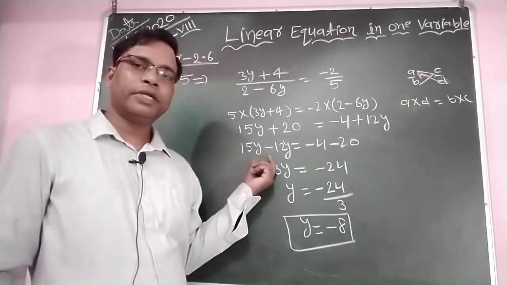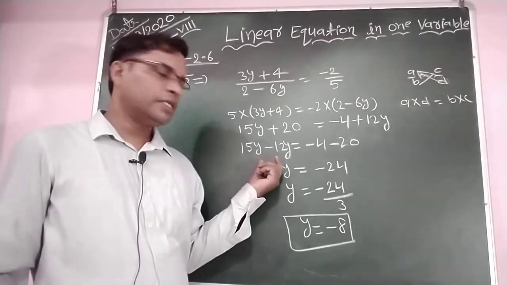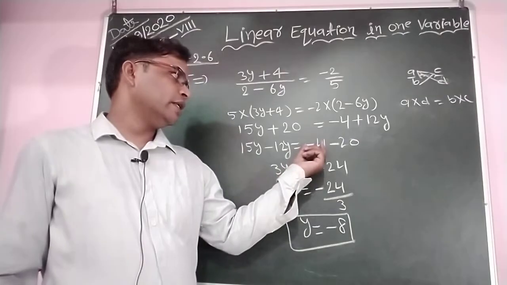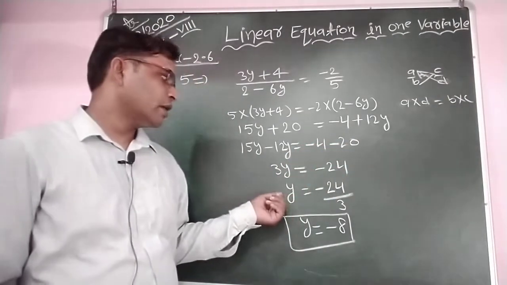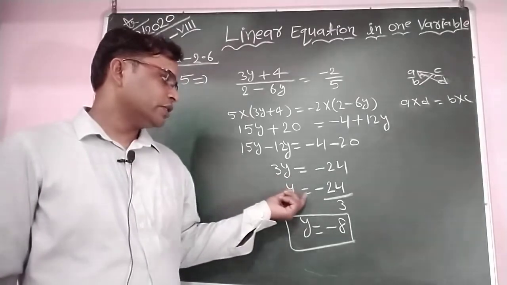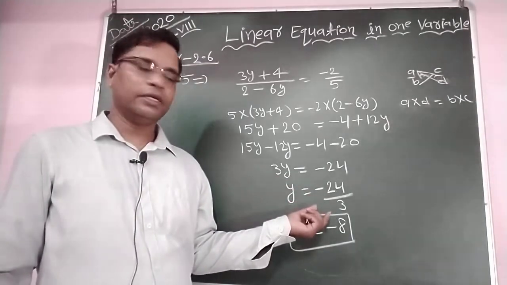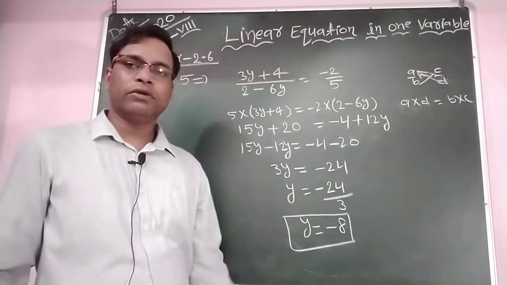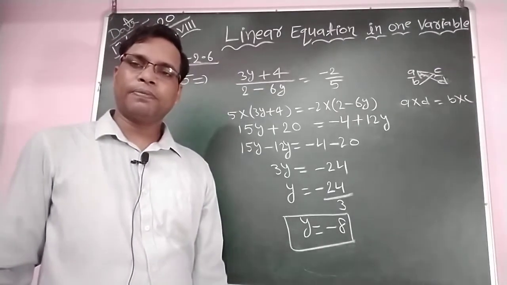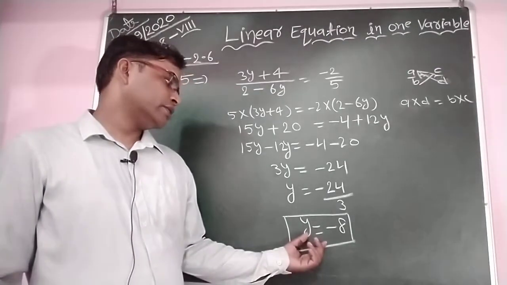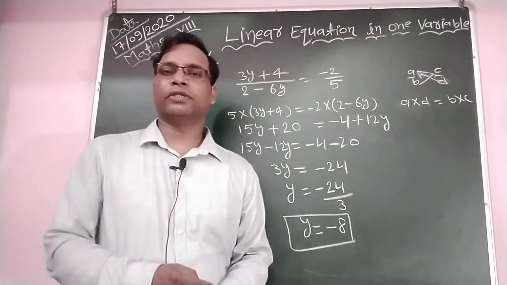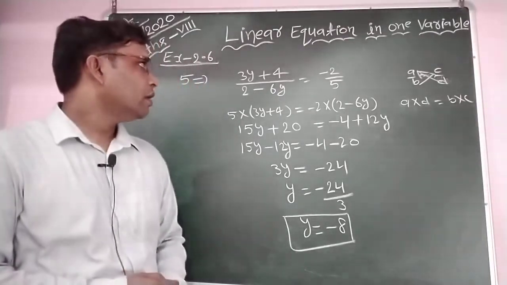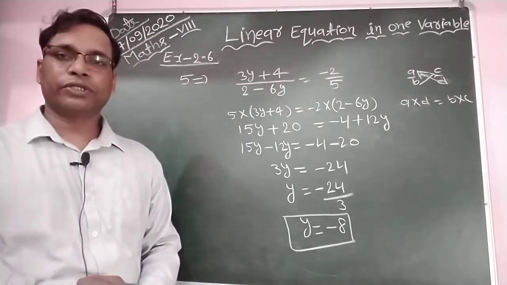Okay. So when you subtract 12y from 15y, we obtain 3y, and minus 4 minus 20 becomes minus 24. Or you can write here y is equal to minus 24 by 3. If you divide 24 by 3, then we obtain 8. So you can say y is equal to minus 8 is the solution of the given equation. Now we are going to discuss the next question.